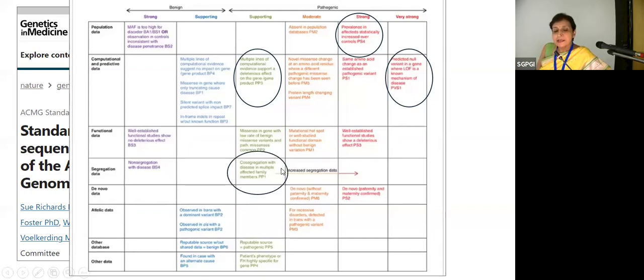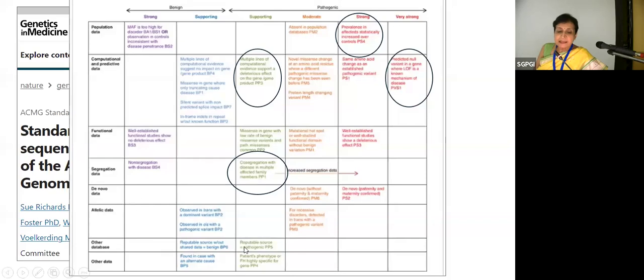Again, segregation in the family. Many times there is only one affected individual, not many. But if there are 4 individuals in the family, 3 have the disease and 1 does not, and the variant is present in all 3 of them and absent in the one, that supports very strongly that this is really going to be disease causing. So the strength of co-segregation will keep on increasing as you get a larger number of individuals.